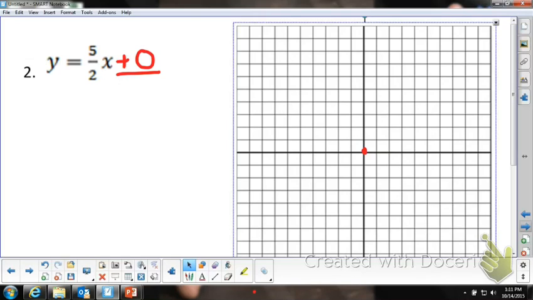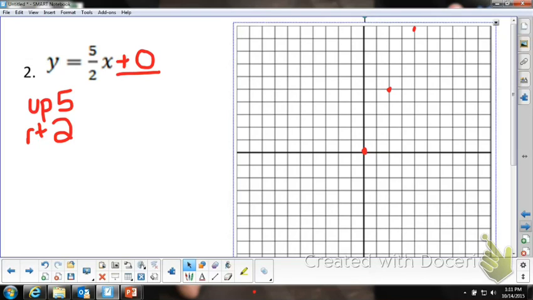We're going to use my slope. It is 5/2. They are both positive. That's going to tell me to go up 5 and to the right 2. So from my origin, I'm going to go up 5 and to the right 2. And I'm going to repeat again.